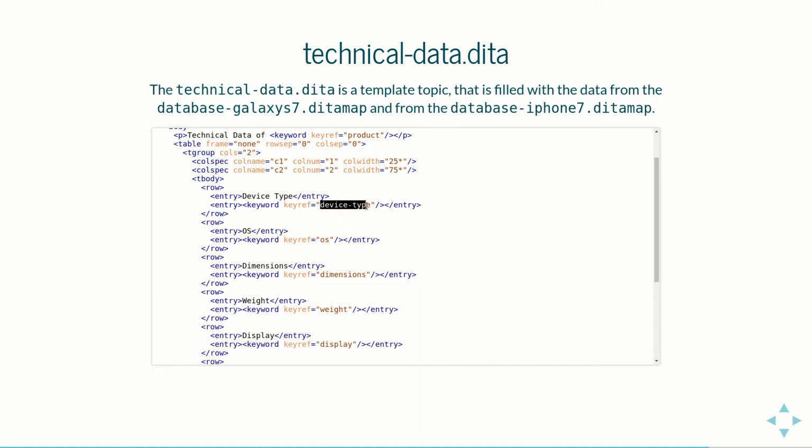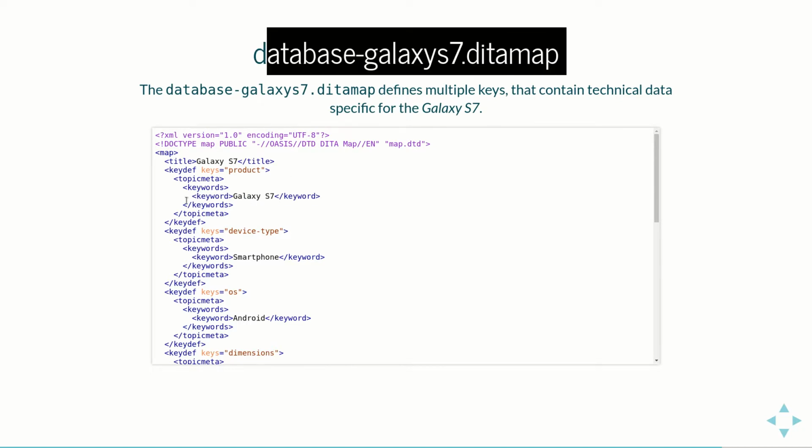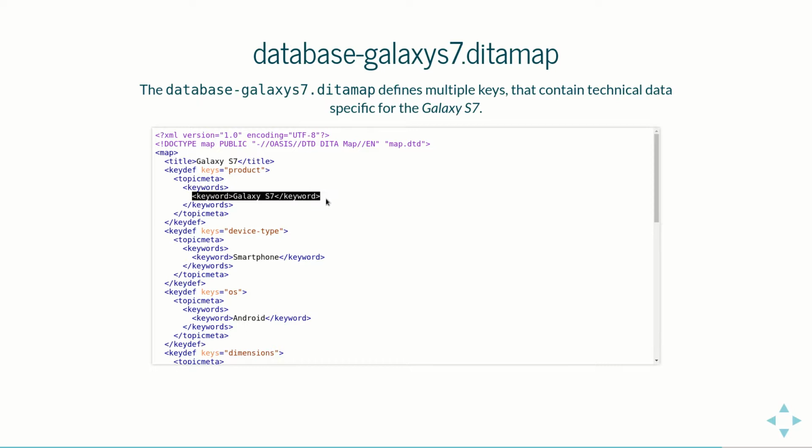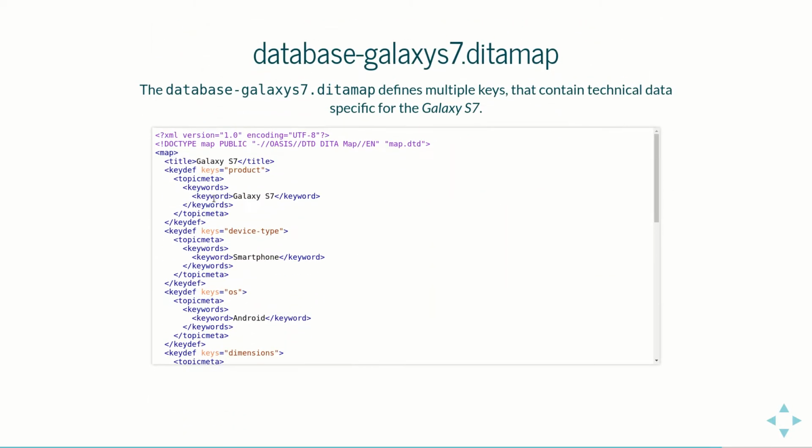So what we want to do here is to pull the device type or the operating system, dimensions, weight, and so on from another topic. In this case, we want to pull the product keyword from the database Galaxy S7 DITA map. And this keyword element will replace this one in the output. Oh no, this is the device type.